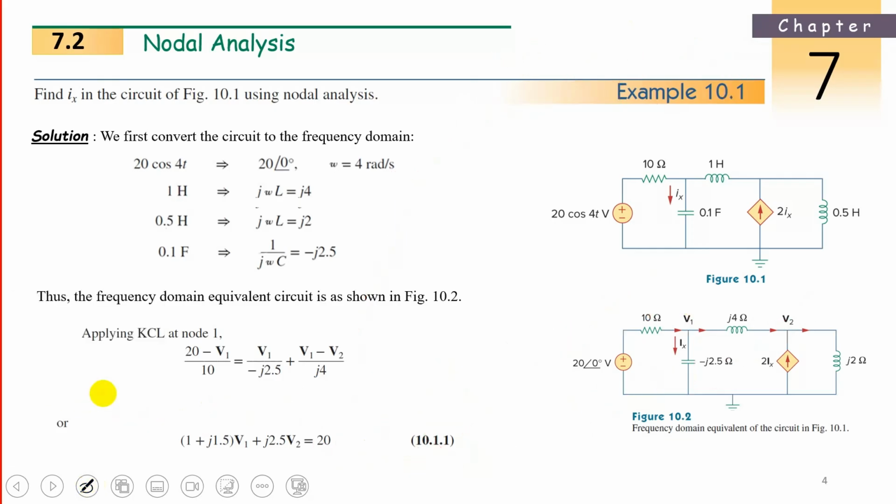If you rearrange this equation, you will get 1 plus j1.5 V1 plus j2.5 V2 equal to 20. You can do the rearranging on your own, no problem. I already did it. That is the first equation.